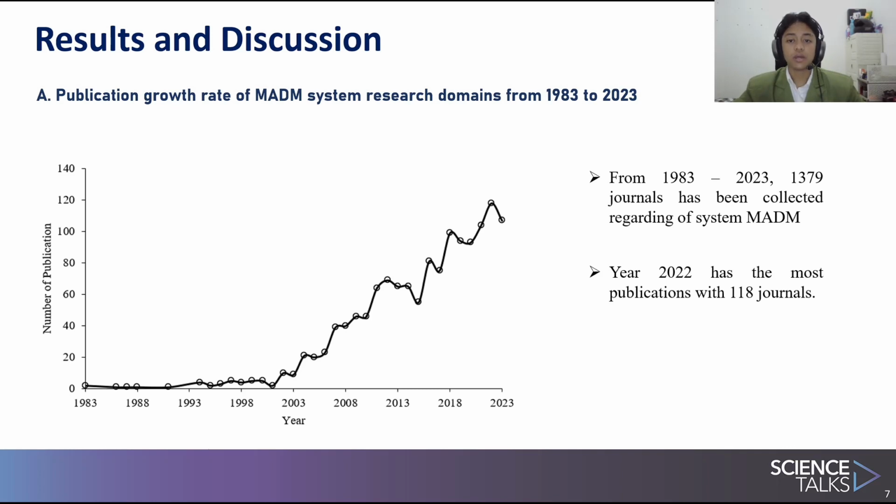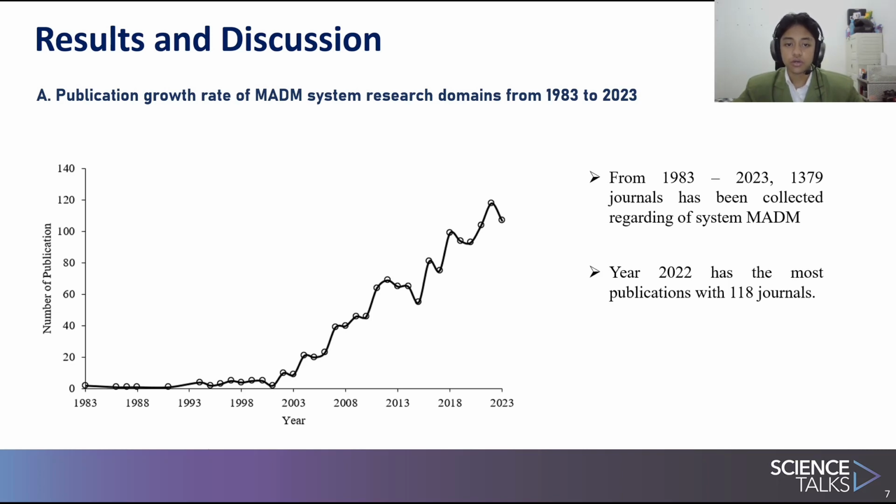Of the 1,379 publications, there were 886 articles, the most published type, followed by conference paper 422, then book chapter 23, conference review 18, review 18, retracted 8, book 2, editorial 1, and the last erratum 1.